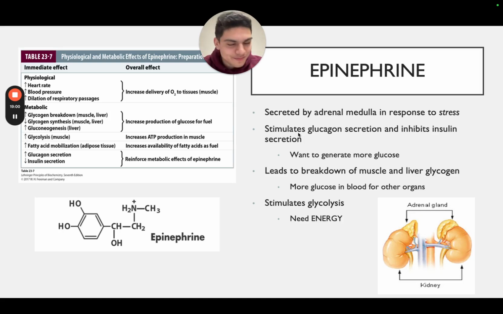That's just a tangent, but what I'm trying to say is that it stimulates glucagon secretion, and it leads to the breakdown of glycogen in the liver and the muscle, where more glucose is in the blood for these other organs that are necessary, right? Whether it's in the muscle itself or in the brain or in some other compartment. And it stimulates glycolysis because we need that energy. We need to generate that ATP right away.